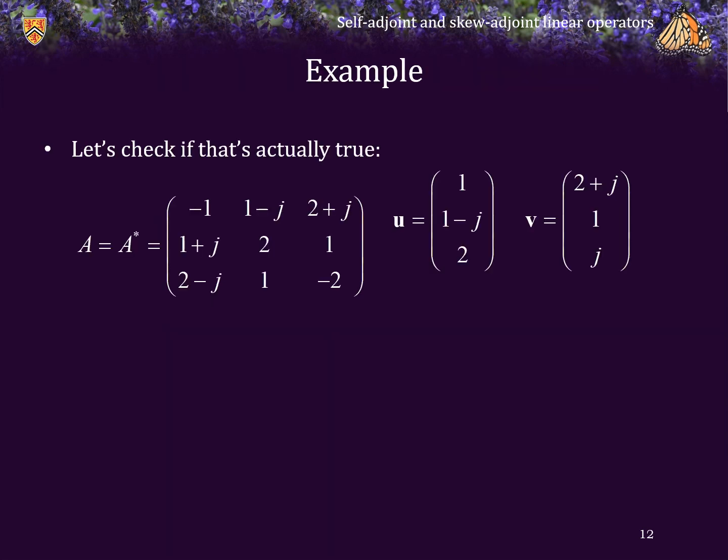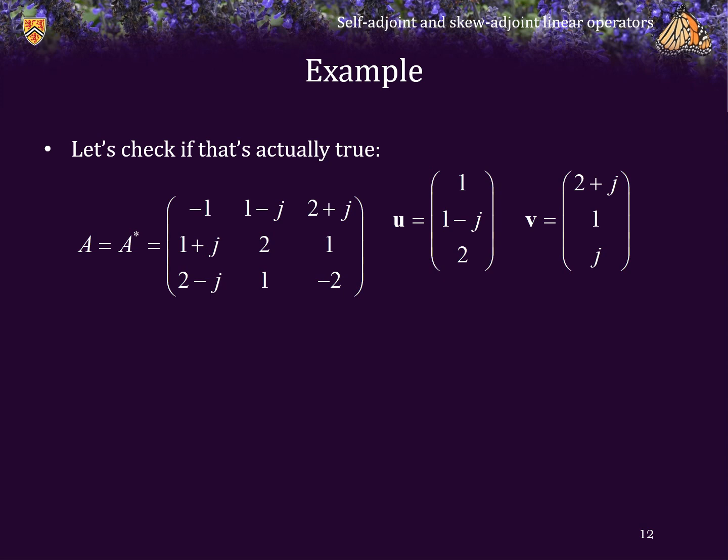So let's see if this result is actually correct. As an example, here we have a matrix that equals its conjugate transpose. So here, the diagonal entries of A are real. There's real entries off the diagonal as well, but that doesn't matter.